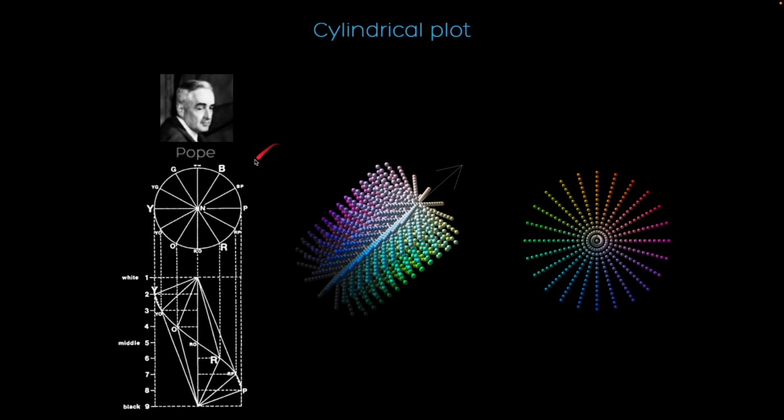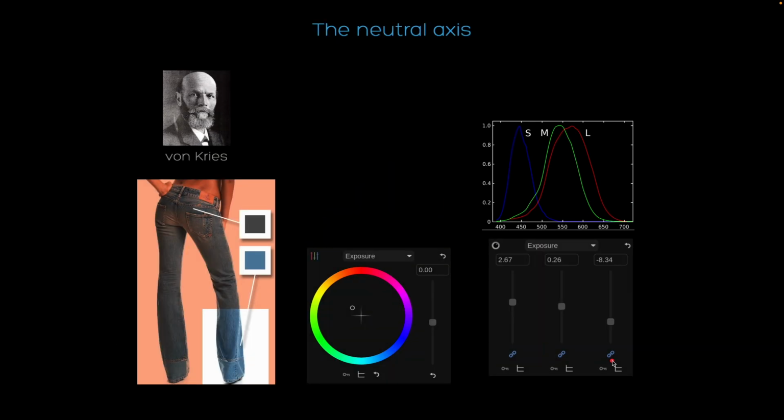Pope proposed a cylindrical projection where each axis represents in height the brightness of the color, and the distance from the center the relative saturation of each hue, expressed as an angle. Although the distance from the neutral center is the same for all pure colors, which is not perceptually uniform, the cylindrical plot is very useful for reasoning about color. The problem is to understand what neutral axis is, and it depends on adaptation.